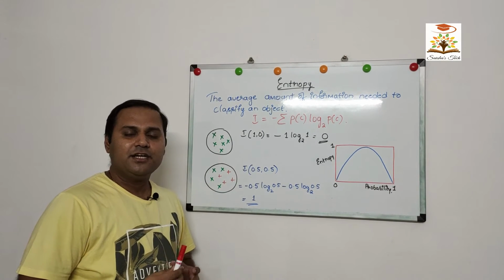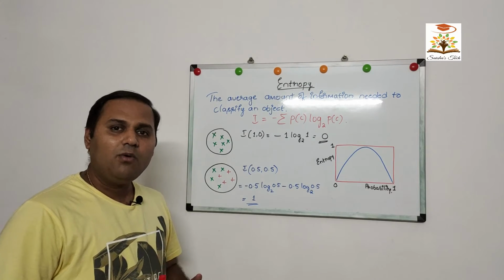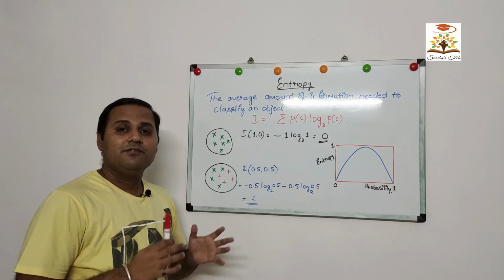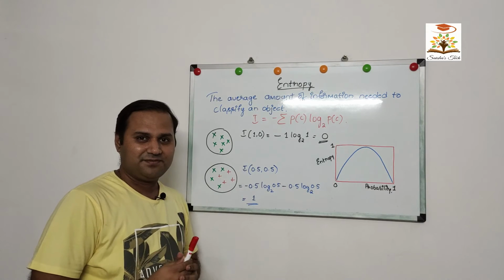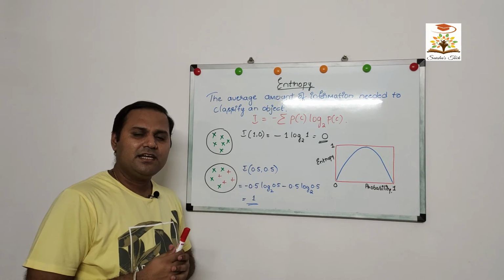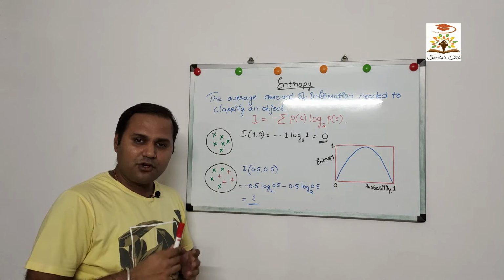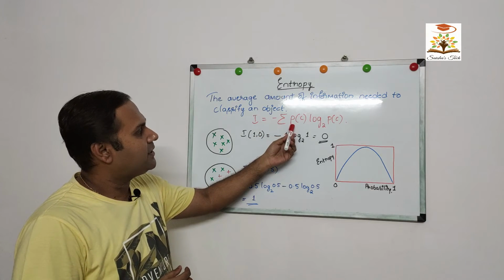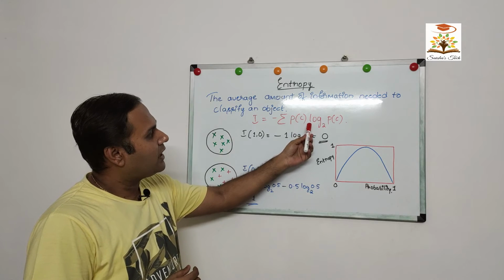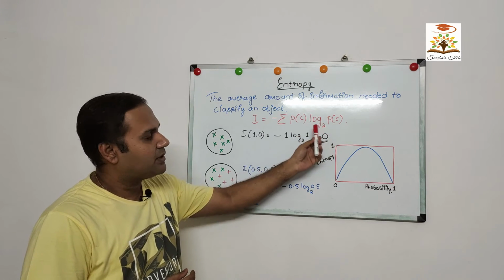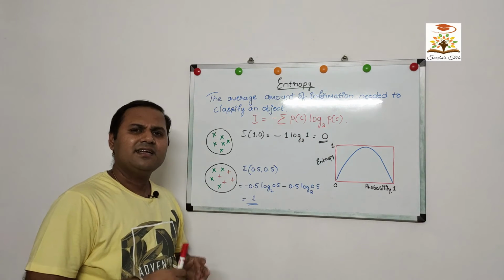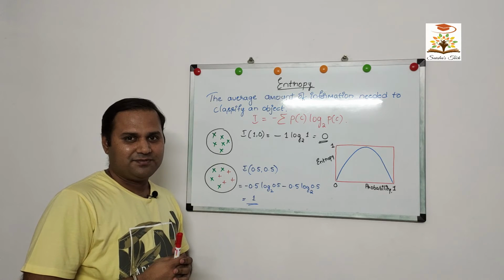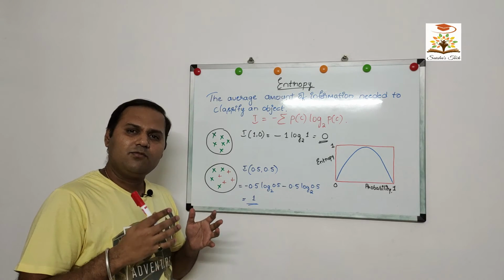Information can be extracted using entropy. Now, what is entropy? It is the average amount of information which is needed to classify an object. Mathematically, the information, that is the entropy, is represented by minus summation of the probability of the attribute times the logarithmic value of the probability of the attribute to the base 2. There are many use cases in entropy understanding. Let us understand them one by one.